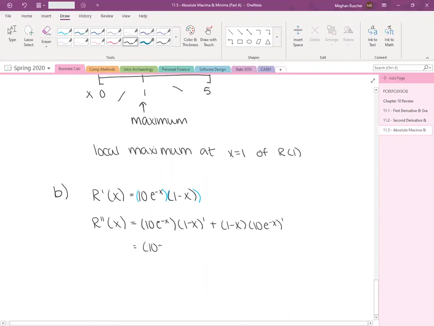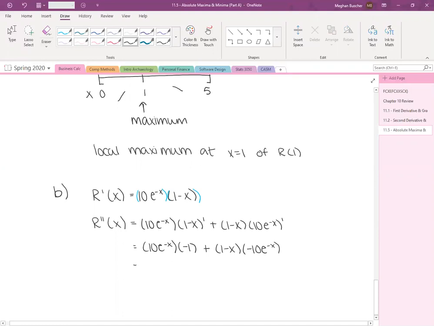Okay. So this term's going to stay the same. It's still going to be 10e to the negative x. And then this one is just going to be a negative 1 plus 1 minus x. What did we already say is the derivative of e to the negative x? It's negative e to the negative x. Negative e to the negative x. So then we're just going to multiply that by 10, and we'll have negative 10 e to the negative x.